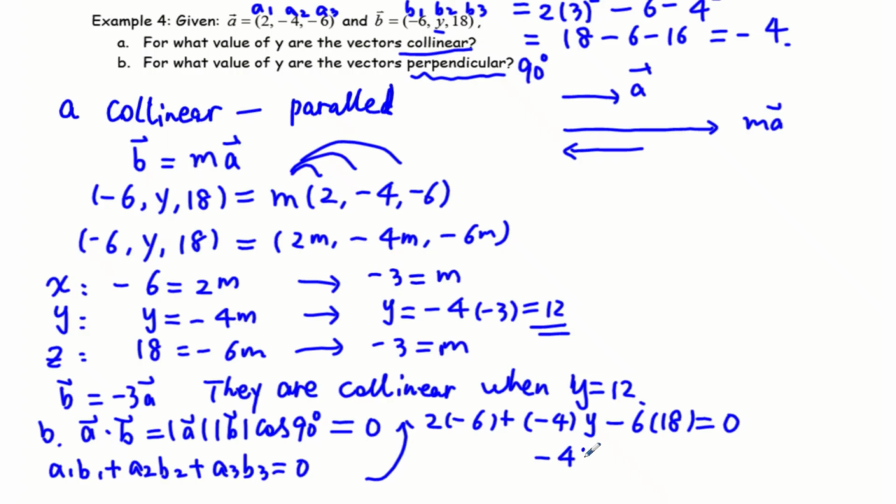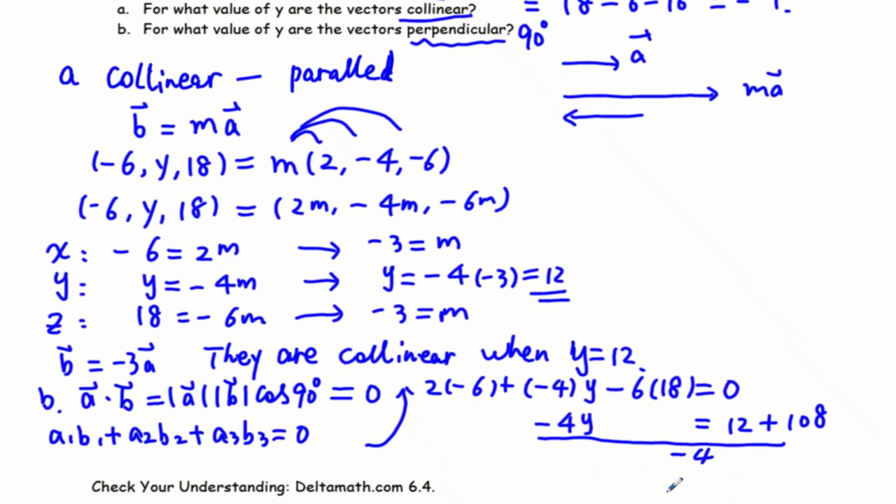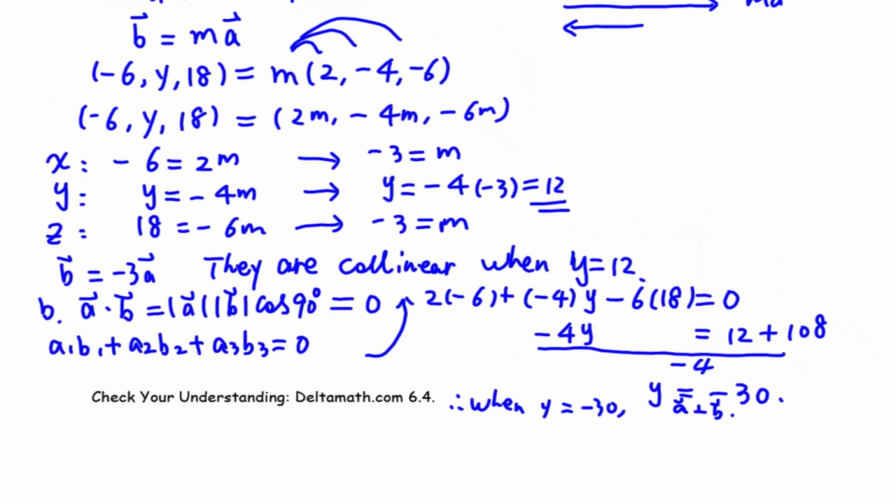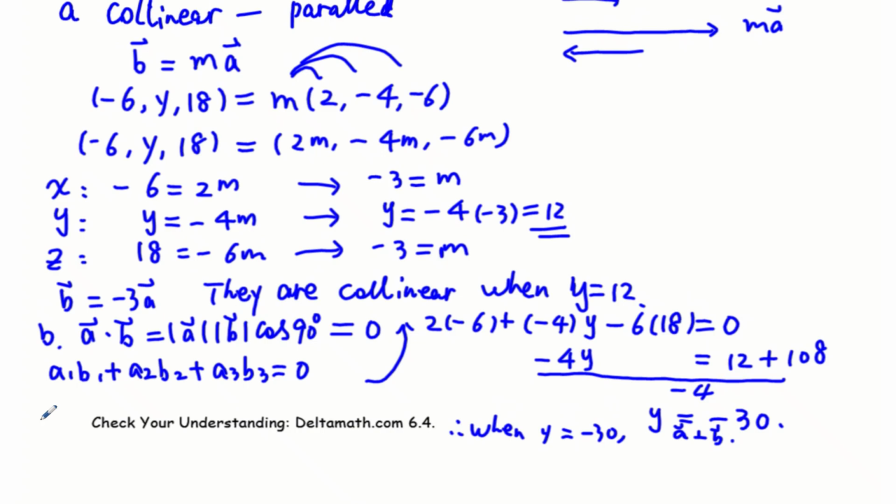Then we have negative 4y. Move the other 2 terms to the other side. This is 12 plus 108. Then move the negative 4 to the other side. We are going to have y equals negative 30. So therefore, when y equals negative 30, A is perpendicular to B. Then this is done. So that is how we prove perpendicular, or from perpendicular find the variables.